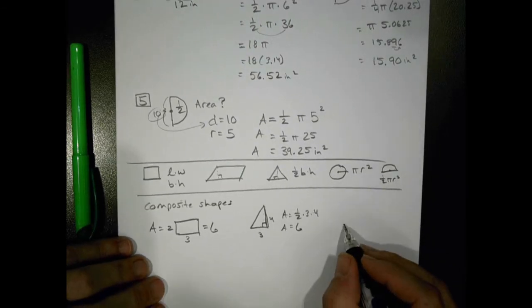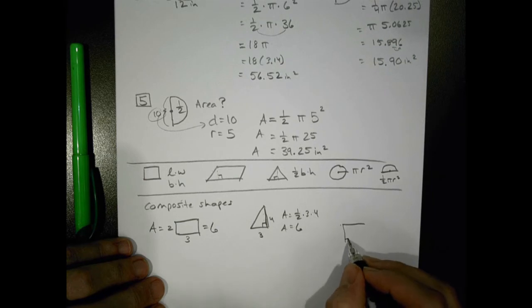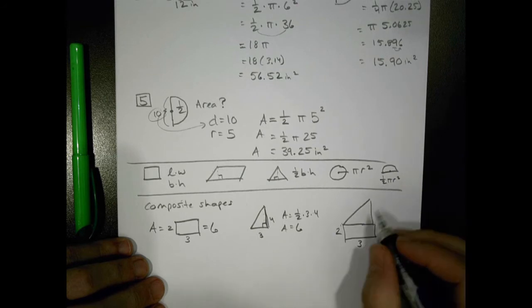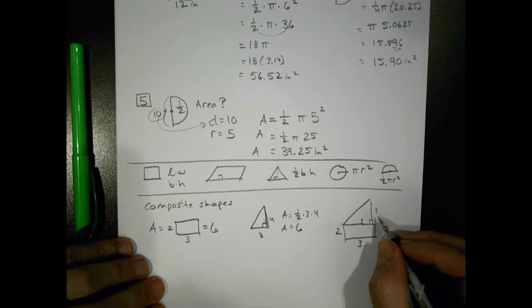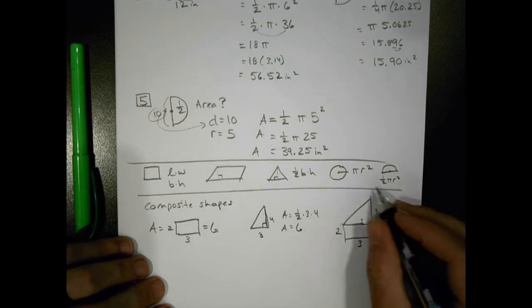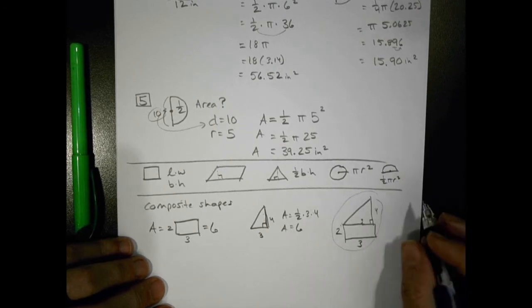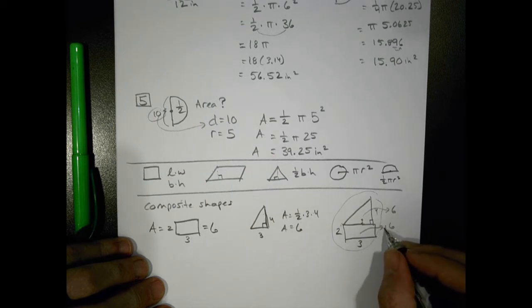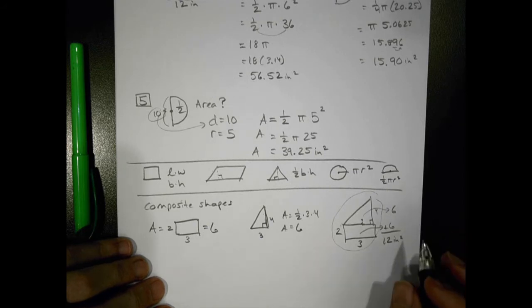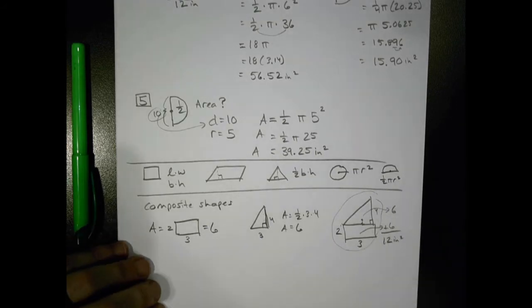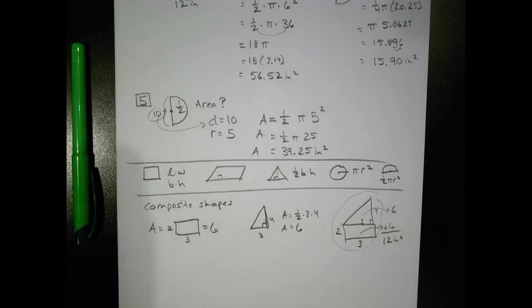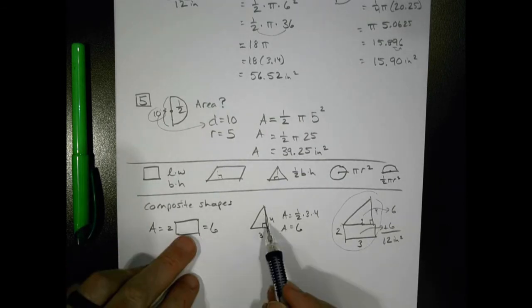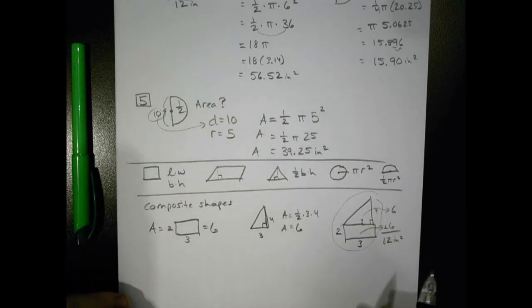Okay? A composite shape says, what if I take the 2 by 3 rectangle, and I stack on top of it the 3 by 4 triangle, and I ask you for the area of the composite, the entire shape. Well, we know this has an area of 6, this has an area of 6. We'd add together and say combined, it has an area of 12 inches squared. And that's all that we have with a composite shape, is we're taking multiple shapes, finding the area of each, and combining them together.